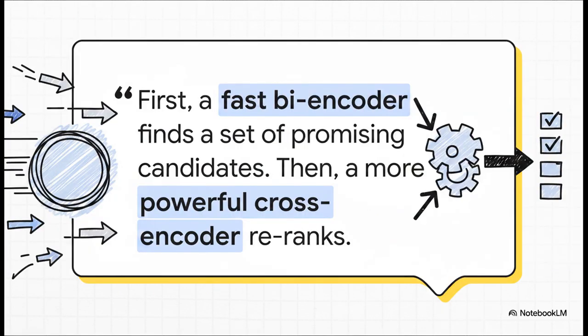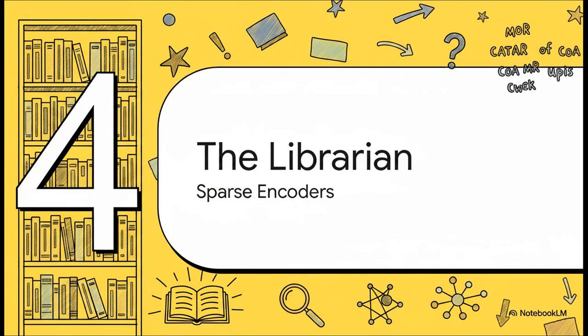The source material really says it best. First, a fast bi-encoder finds a set of promising candidates. Then, a more powerful cross-encoder re-ranks these candidates. It's a beautiful one-two punch. Speed first, then precision. But wait, our story isn't quite over yet.